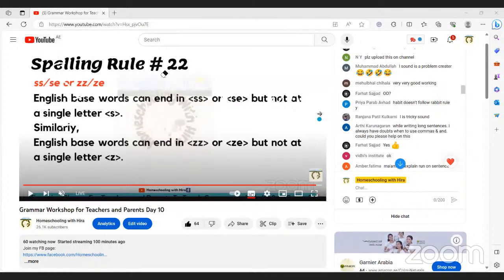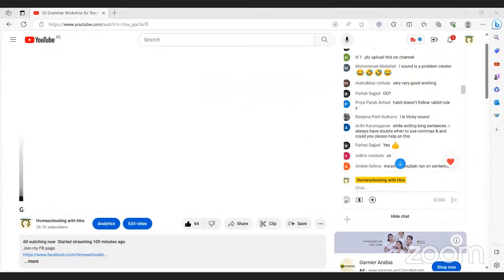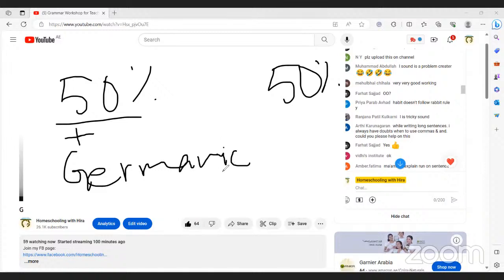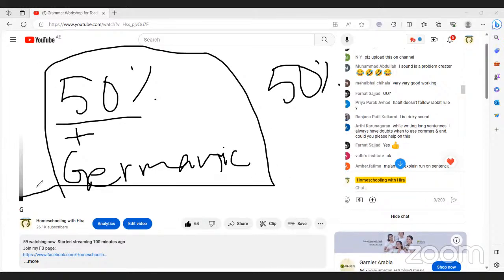Why doesn't habit follow the rabbit rule? The rabbit rule has 50% of words that follow it. English has 50% words that follow the rabbit rule and 50% that don't. It's a generalization, not a proper rule. The words that follow the rabbit rule are of Germanic origin. So why do we teach the rabbit rule to kids? Because these words follow that 50%.